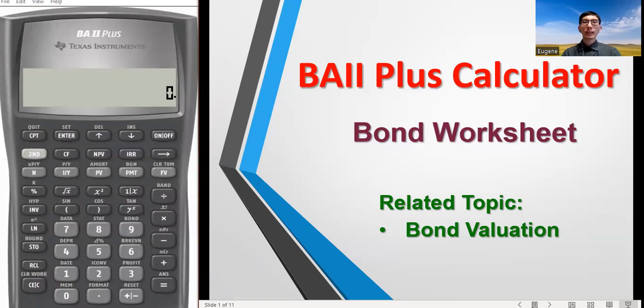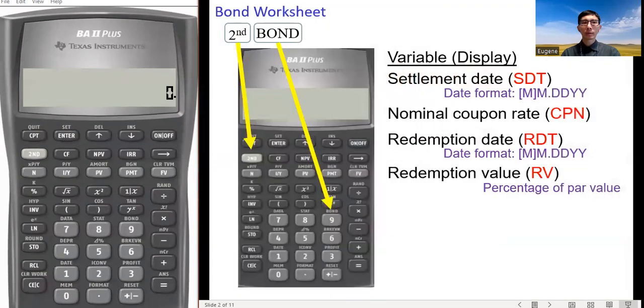Hello everyone. In this video, we will go through the bond worksheet of the BA2 Plus calculator for bond valuation. To activate the bond worksheet, we press the second key and then the number 9 button. The bond worksheet is located as the second function over the button 9.